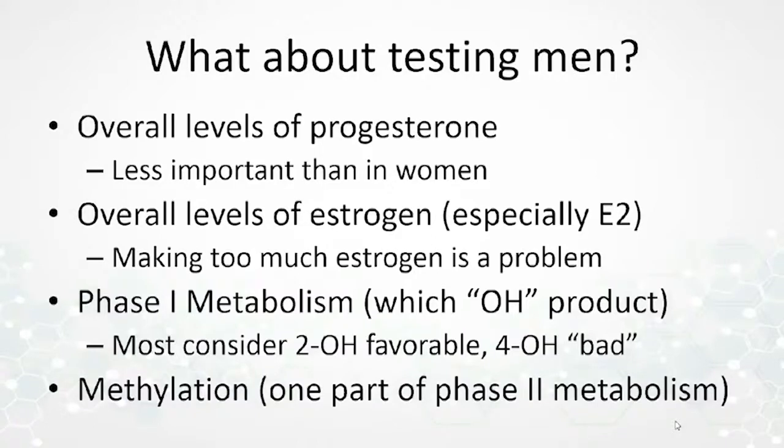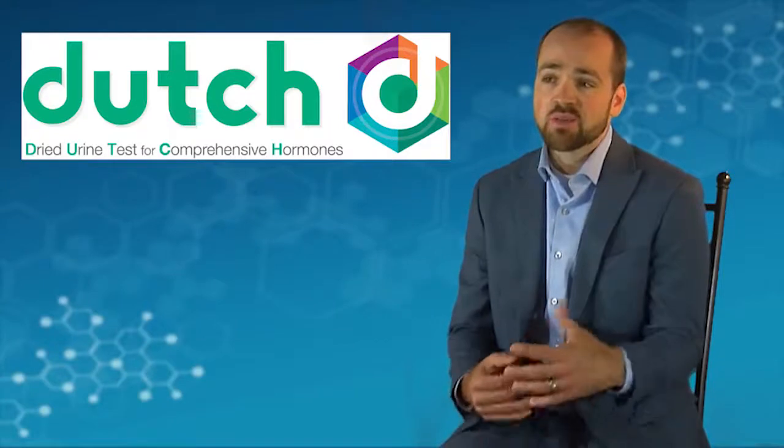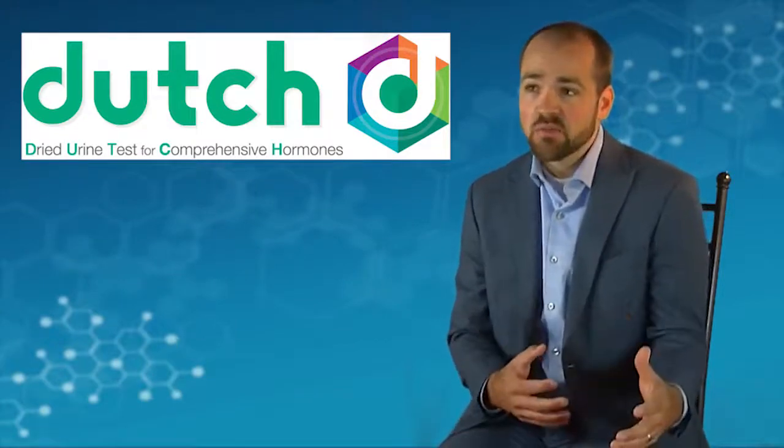So we want to look at both phase 1 and phase 2, as well as the overall estrogen levels for men, remembering that estrogen comes from the androgens. So testosterone actually gets turned into estradiol. So as we're assessing testosterone in males, you also want to be looking at the estrogens to make sure there's not an overconversion of those estrogens and that it's being processed correctly as well.